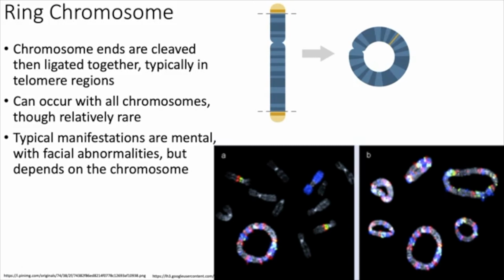Now, two more things to go. Ring chromosomes are where you basically cut the tips off of each end, and then you religate them together. That typically happens in the telomeric region. The telomeres are the ends of your chromosomes. You may have heard of telomerase, which is the enzyme that adds onto those. Your telomeres get cleaved every time you undergo replication, and if you don't restore those telomeres on the ends, eventually you start cutting into the chromosome, and usually that results in cell death.